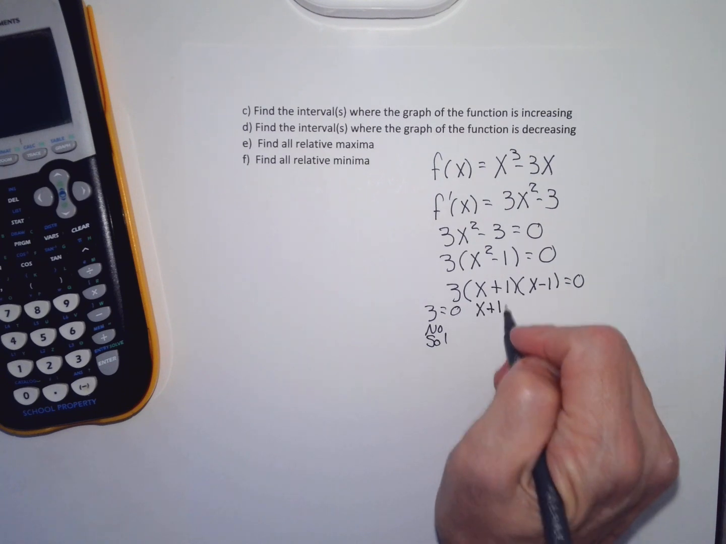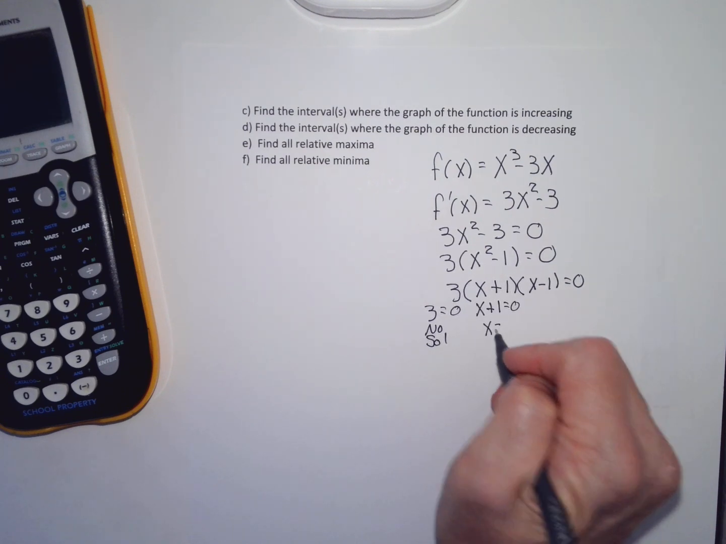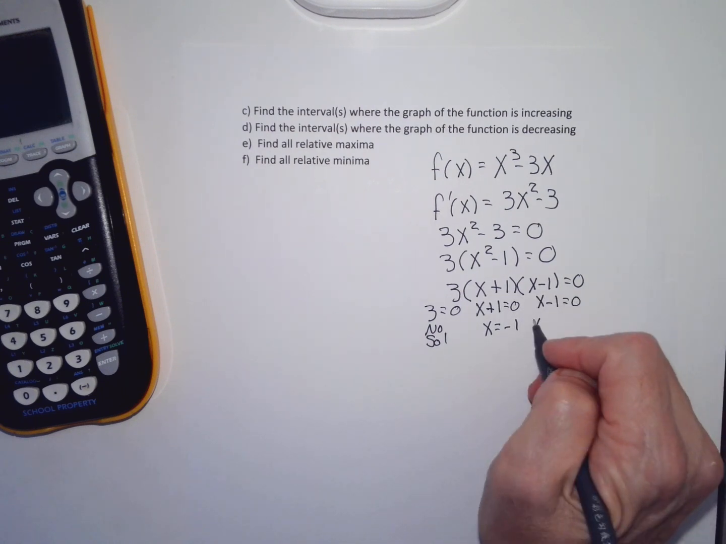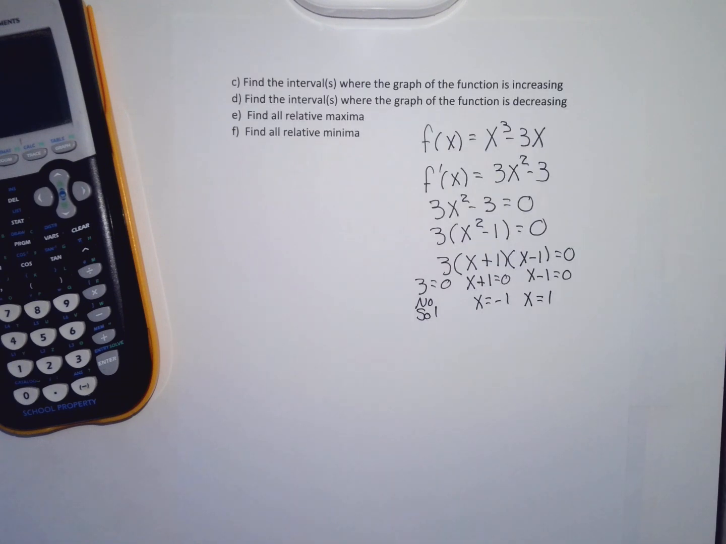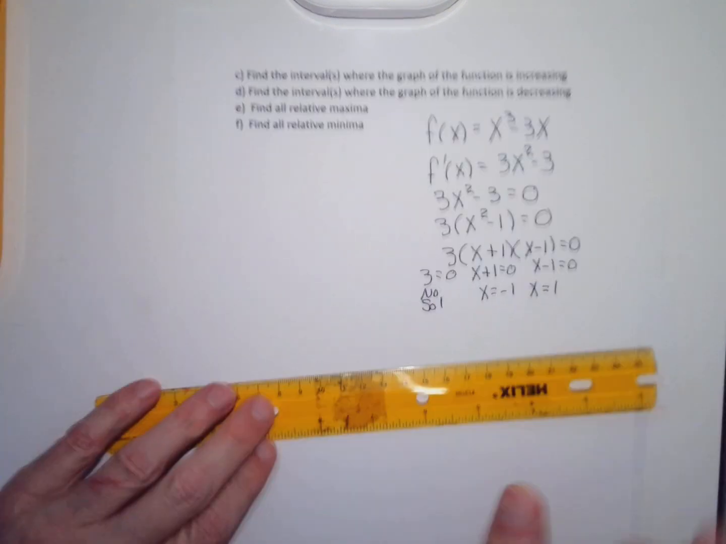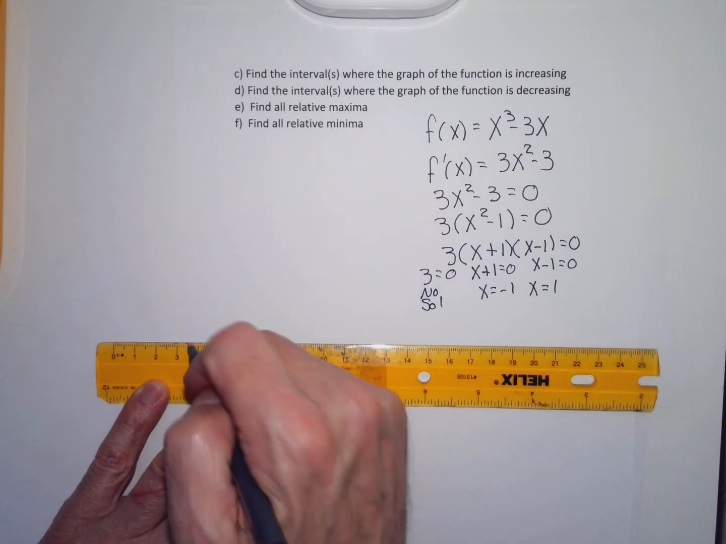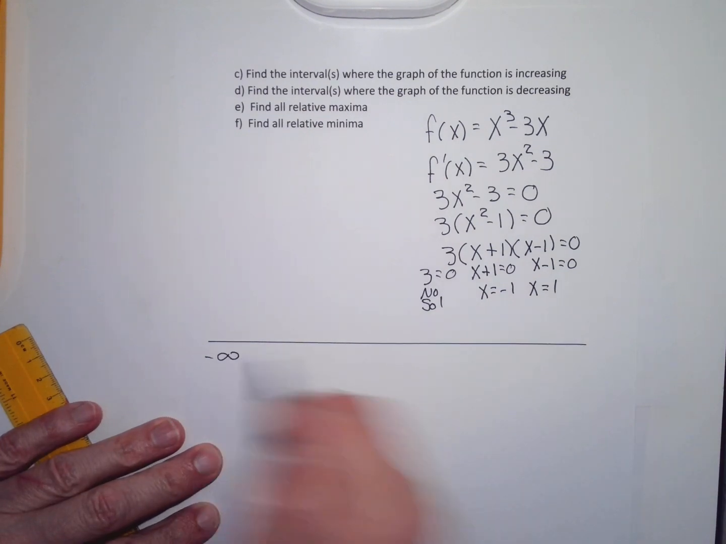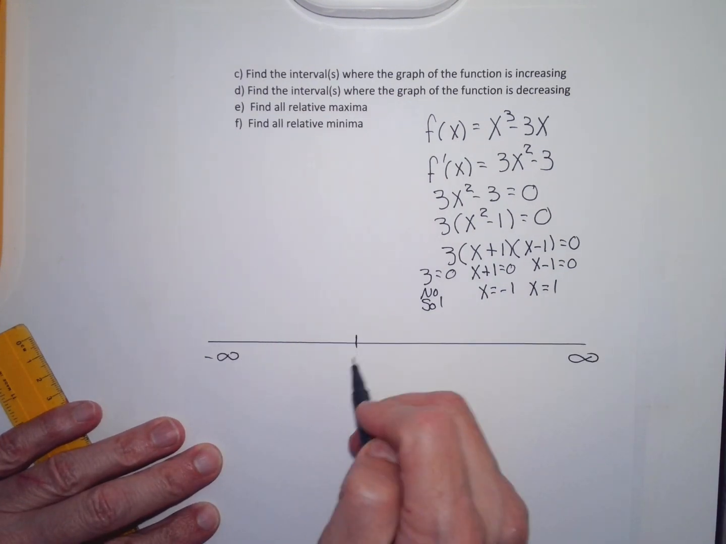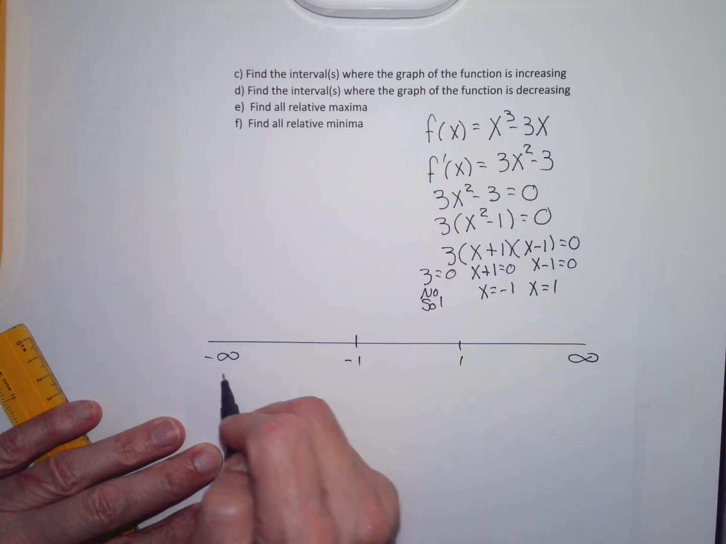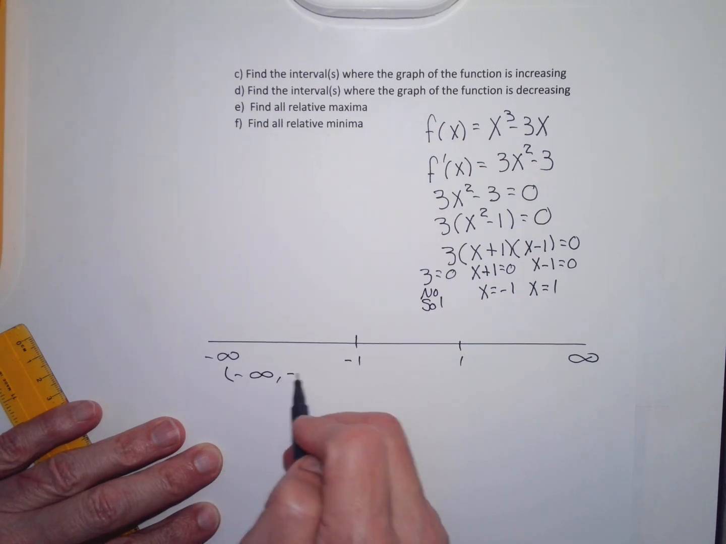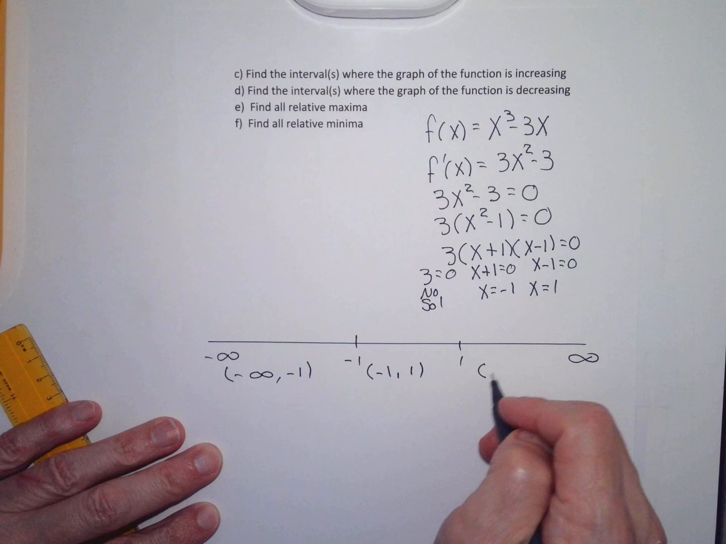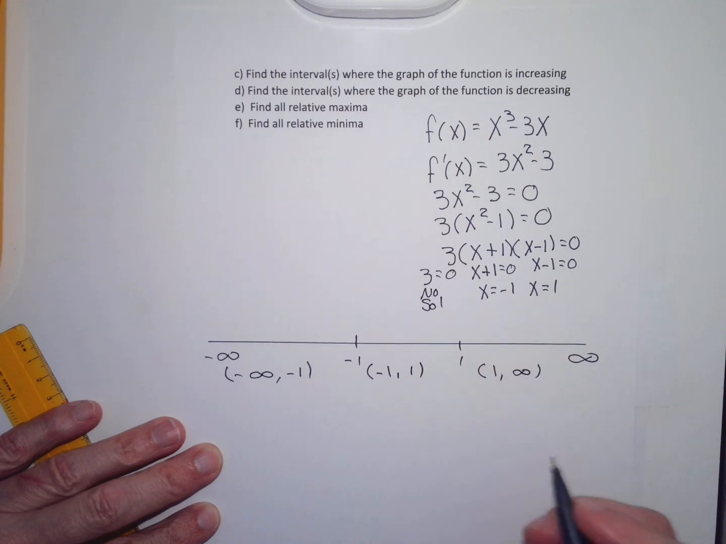Setting the x plus 1 equal to 0 gives me a critical number of negative 1. I would minus 1 from both sides. Setting x minus 1 equal to 0 gives me a critical number of 1. I would add 1 to both sides. Plot my critical numbers along with infinities on a number line. Create my intervals. So I'm going to go from negative infinity to positive infinity, stopping at negative 1 and 1 between. Create the interval from negative infinity to negative 1, the interval from negative 1 to positive 1, and the interval from 1 to infinity. In each interval, I need to pick a number.